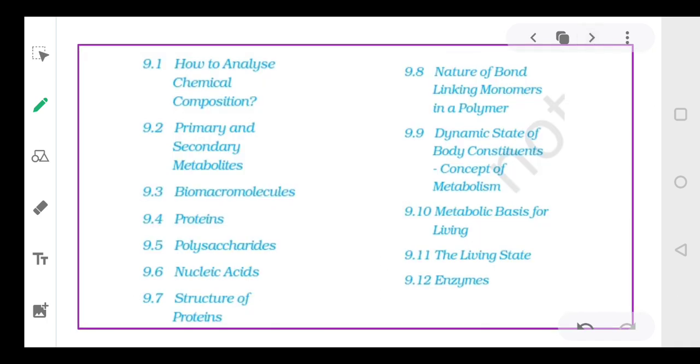The topics that we'll be doing in this chapter are, first, how to analyze the chemical composition. Second, the primary and the secondary metabolites. Biomacromolecules, proteins, polysaccharides, nucleic acids, the structure of protein. The nature of bonding, linking monomers in a polymer. The dynamic state of body constituents, that is the concept of metabolism, the metabolic basis of living, the living state and the enzymes. So we'll be dealing with the following topics in this particular chapter.